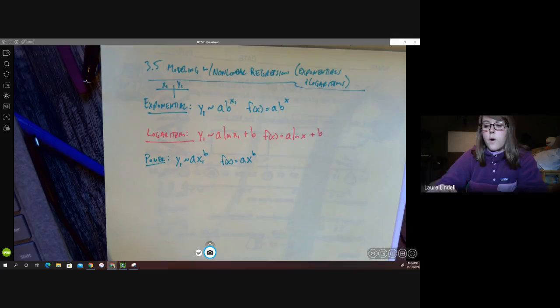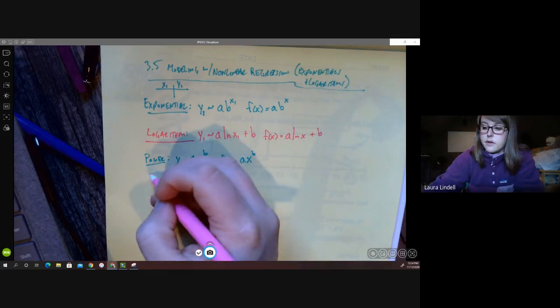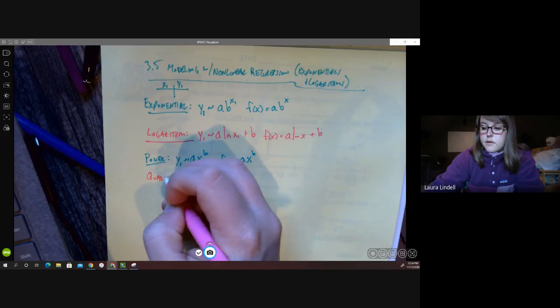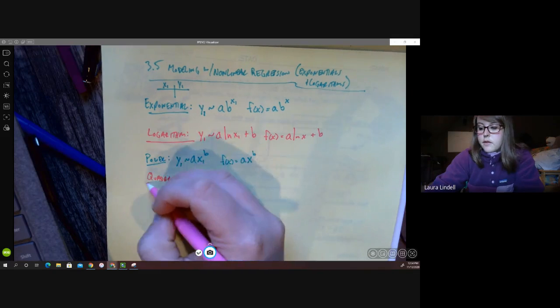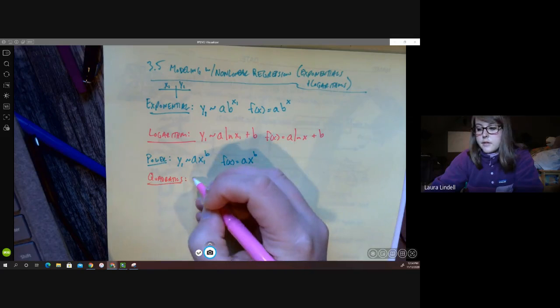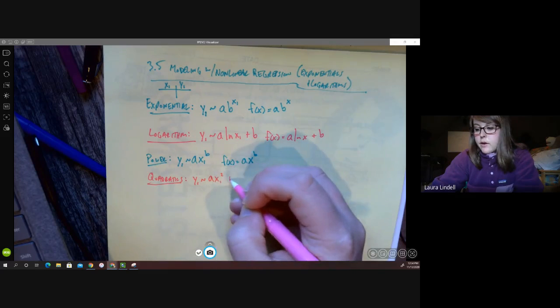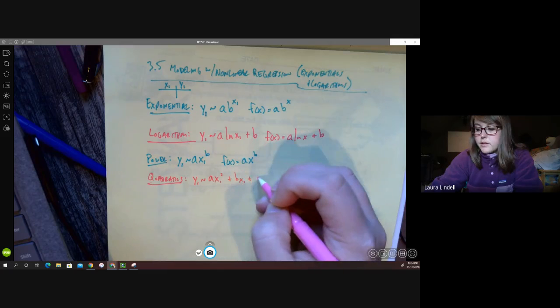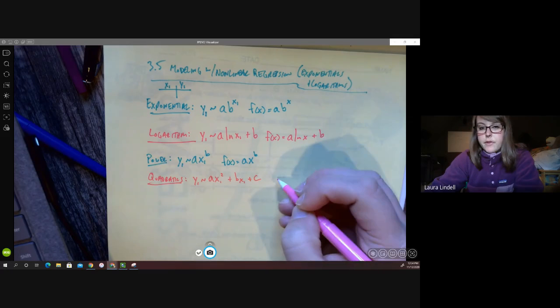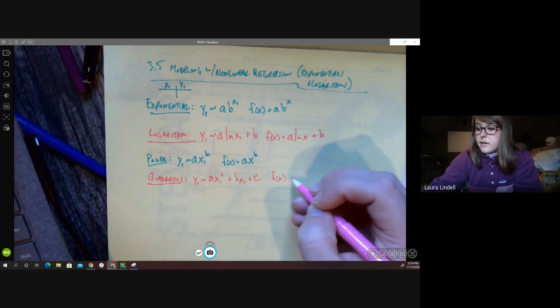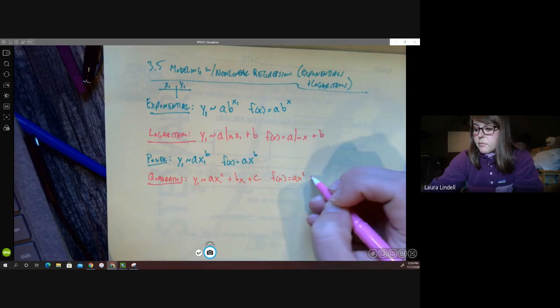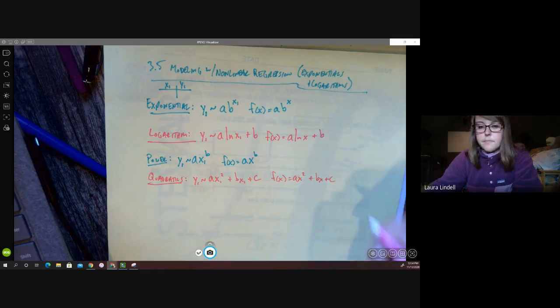And then there's also quadratics that we already know. This is just adding on to our list. That was a x1 squared plus b x1 plus c. And then your function was a x squared plus b x plus c.